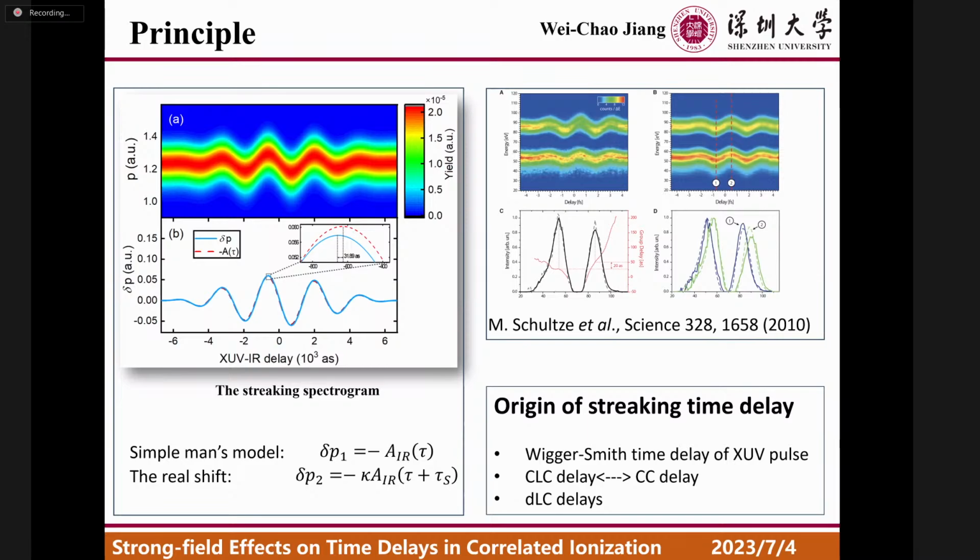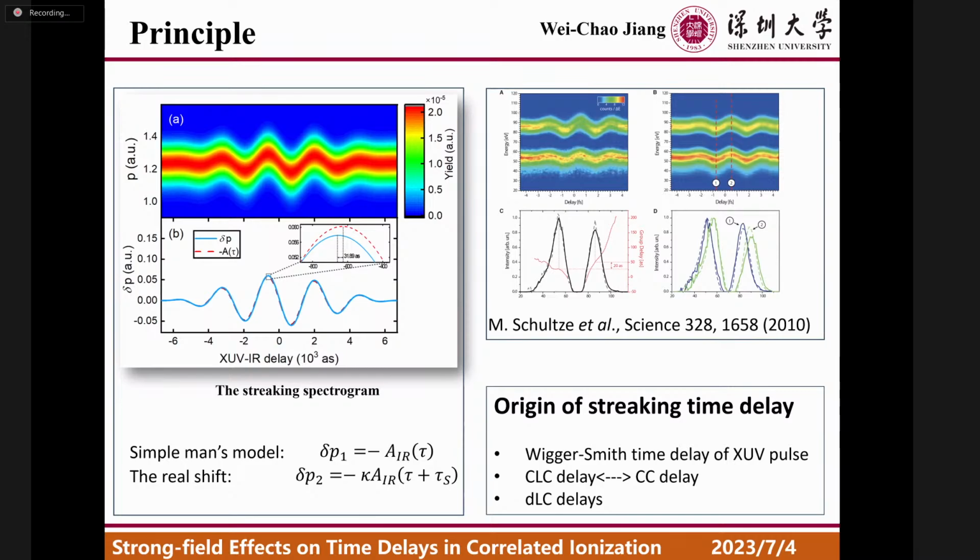The momentum shift is exactly the vector potential when the photoelectron sees the vector potential. But in the real case, if the ejection of the wave packet has any time delays, the electron will see the vector potential at a different time. So when we compare the momentum shift with the vector potential, we can extract the streaking time delays.